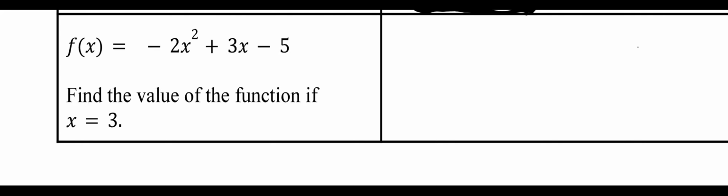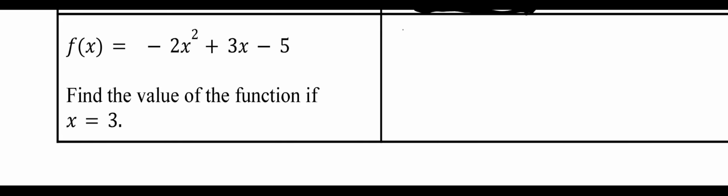Sometimes what they'll write is f of 3. And that means what is y when x is 3. Instead of f of x, they've replaced that x with 3. Let's clean that up a little bit. So they've just replaced the x with the 3, and then you just find that value.